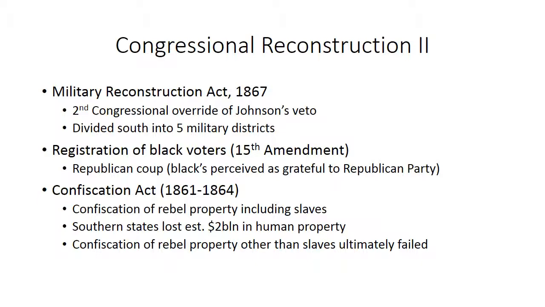Now you see the Confiscation Act. The idea is to reinstitute essentially Sherman's idea of Field Order Number 15. Rebel property, particularly that of Confederate officers, is going to be confiscated, and in freeing the slaves, the Southern states will lose about $2 billion in human property.